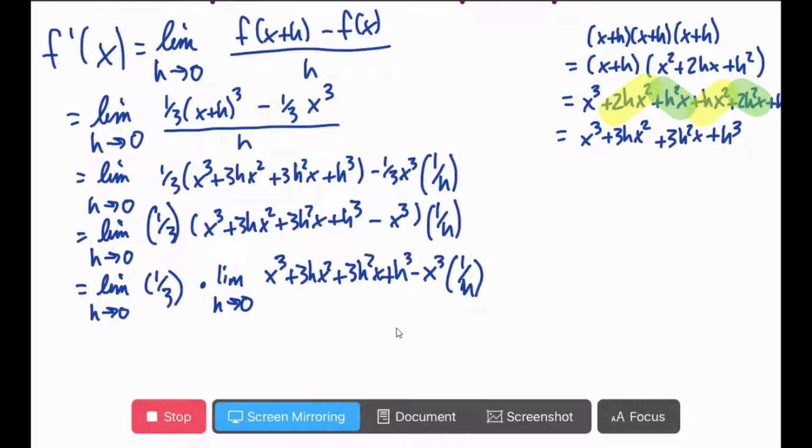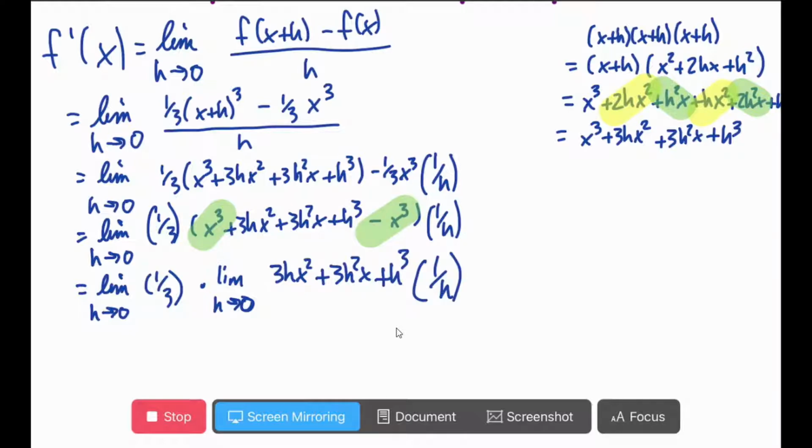And actually, there was a like term I kind of missed here. I'm going to just edit this rather than rewriting it because I don't want to lose stuff here. So x cubed minus x cubed, those are going to cancel. So I actually don't need to rewrite those down here because they are gone. So the limit as h approaches 0 of 3hx squared plus 3h squared x plus h cubed, times 1 over h.